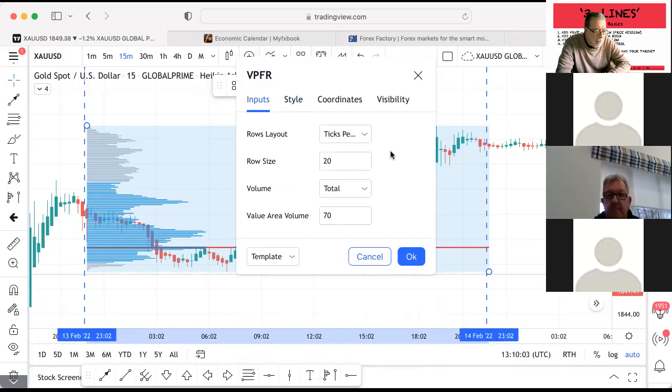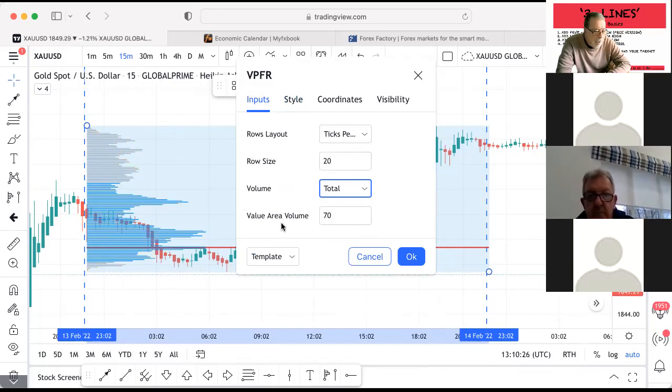These are my settings on the inputs. I've got ticks per row. I've got a row size of 20. I've got total there. You can have up and down, which will show you volume with buyers and volume of sellers, and I prefer it on the total. It makes it cleaner to look at.